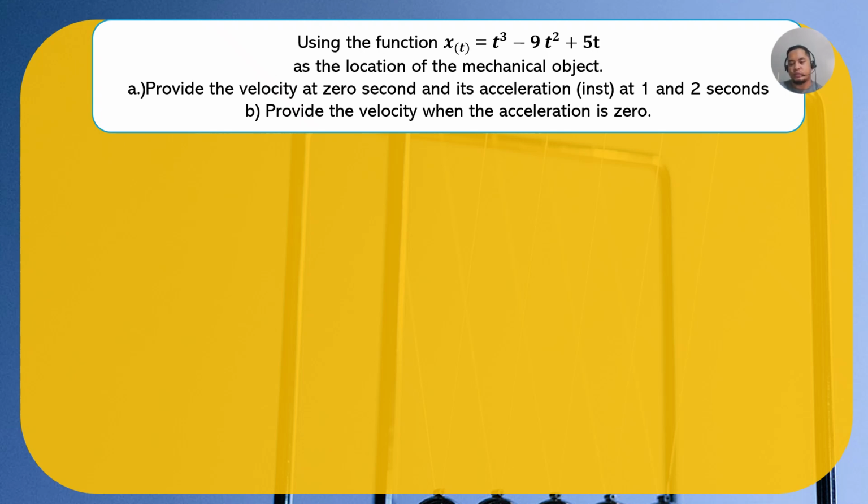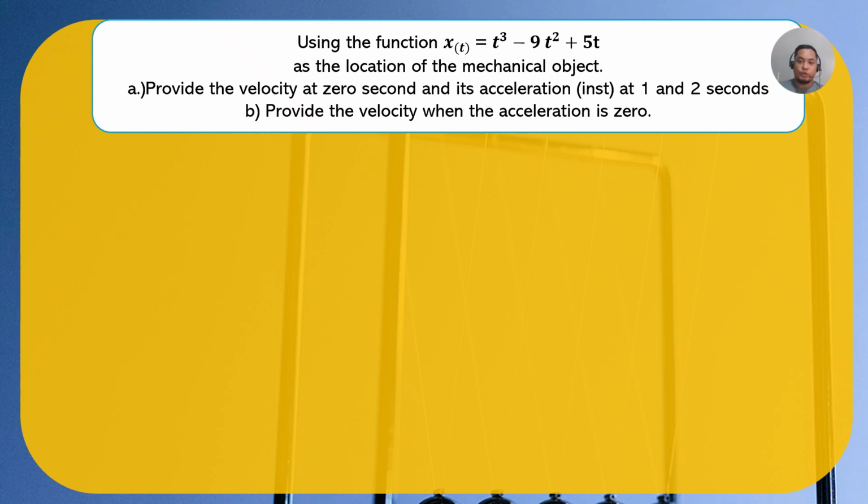And we all know that in order for us to get the instantaneous acceleration, we have to get the derivative of our velocity function, or v with respect to time, or v of t. But in this case, in our problem, we are using a function x of t equal to t cubed minus 9t squared plus 5t as the location of the mechanical object. This object is moving and the position function is given.